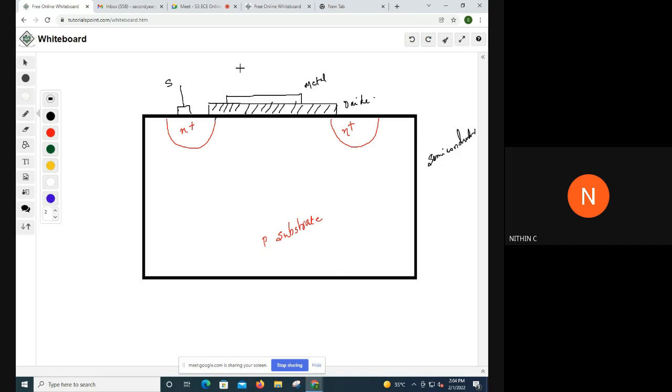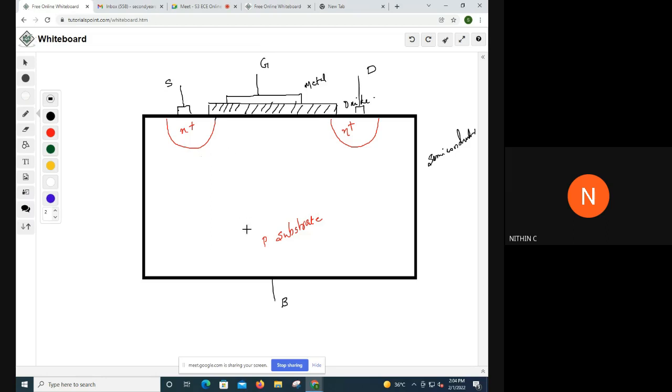You have the source, you have the gate, and here you have the drain. This is actually the structure, and there is one more terminal. As I mentioned, this is the bulk terminal or body terminal, you can say. Usually this B terminal is shorted with S. That is, this B and this S will be at the same potential in the usual case.